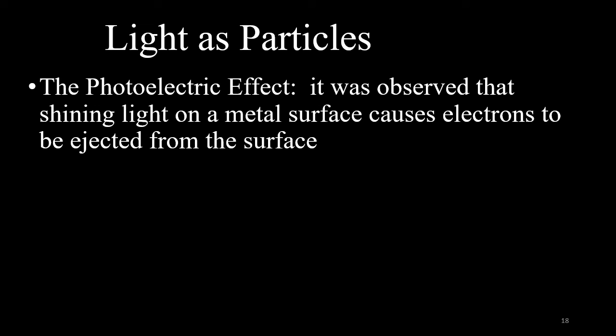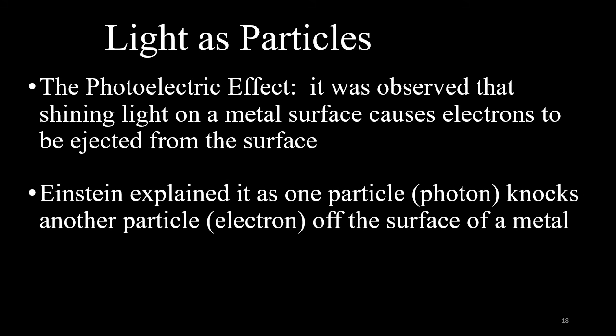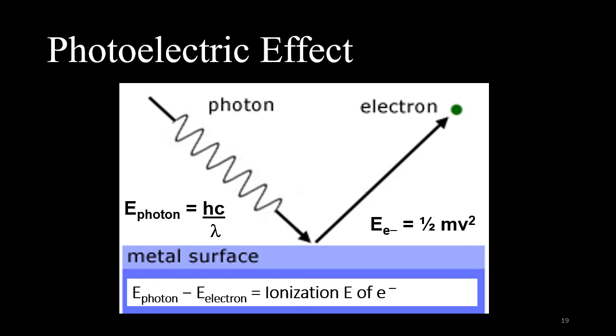The photoelectric effect is an observation that Einstein made that shining a light on a metal surface causes electrons to be ejected from the surface. And to explain the effect, Einstein said that what was happening was one particle, one photon, was knocking into another particle, an electron, and knocking that electron off the surface of the metal. So the photoelectric effect doesn't make a whole lot of sense if you try to explain it as light is a wave. But if you explain it with light as a particle, it makes a lot of sense.